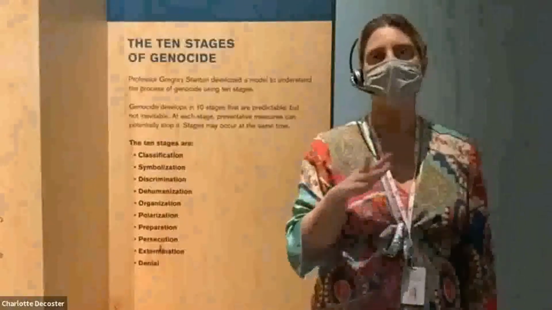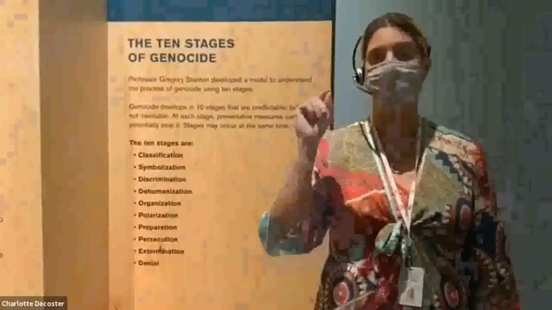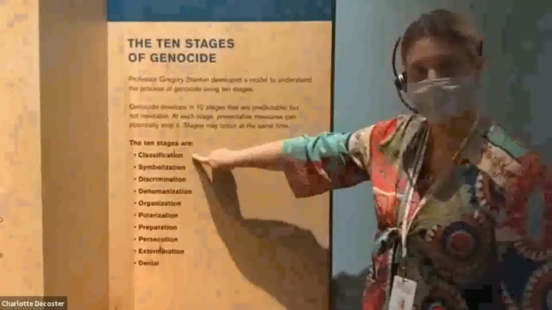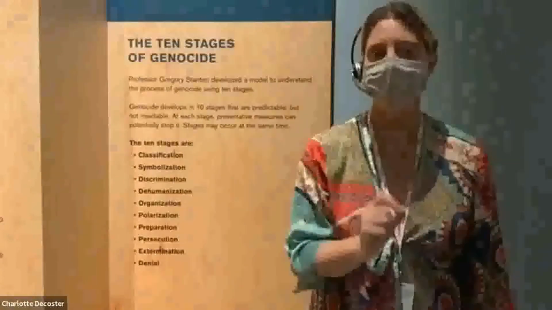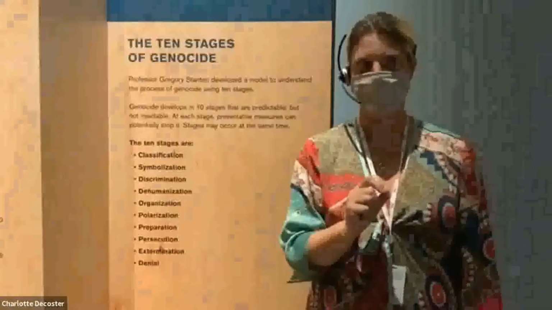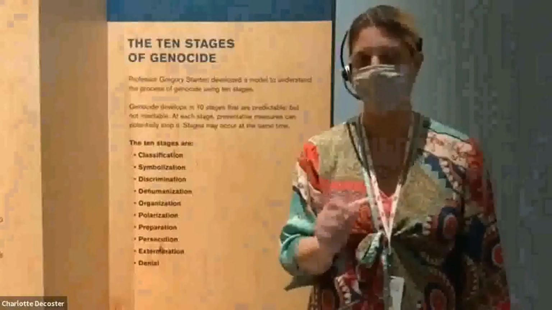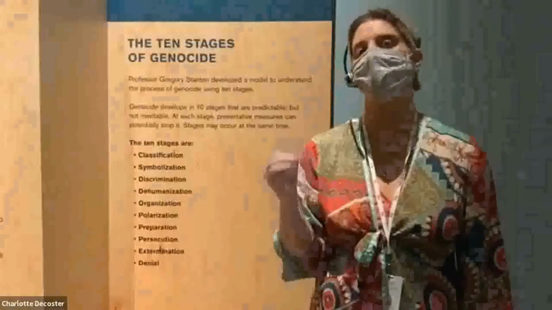So we're going to move very slowly, and I'm going to move to our first stop, which is classification. And we're going to, at each stop, look at the definition of that stage, and then look at how it occurred in a certain genocide.